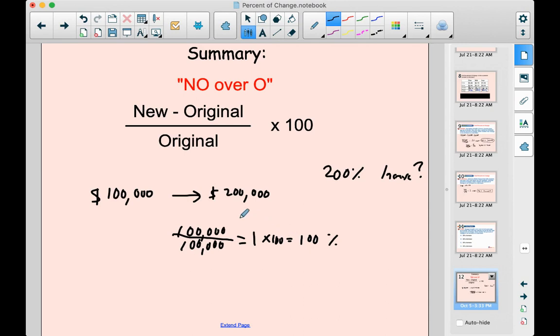So I've even seen this in the newspaper a couple of times, just people making mistakes with this statistic. So be careful. A 100% increase would double your money. A 200% increase would triple it. A 900% increase would mean you'd be making 10 times as much. So those numbers don't line up necessarily the way you might think they do.